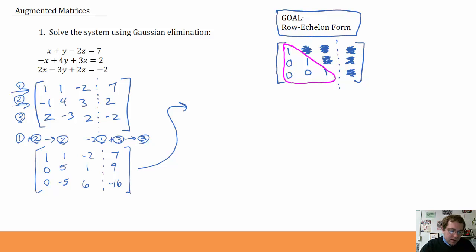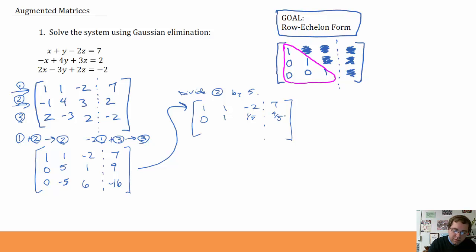I'll continue this up here. We're going to just divide row 2 by 5. So row 1 doesn't change, but row 2 gets divided by 5. So 0 divided by 5 is 0. 5 divided by 5 is 1. 1 divided by 5 is 1/5. And 9 divided by 5 is 9/5. Okay, the bottom row stays the same: 0, negative 5, 6, negative 16.